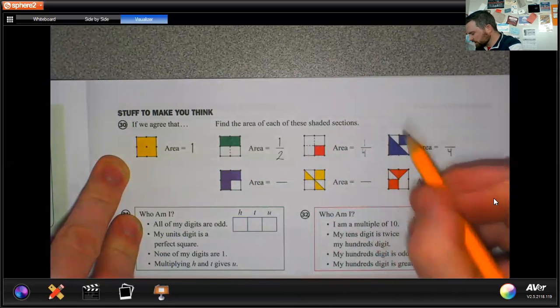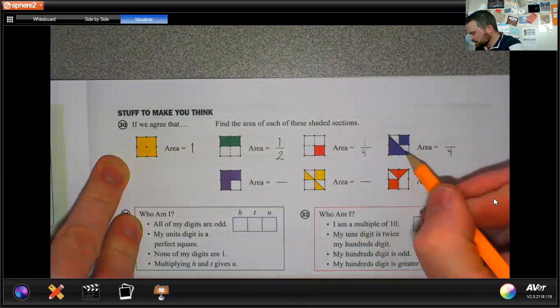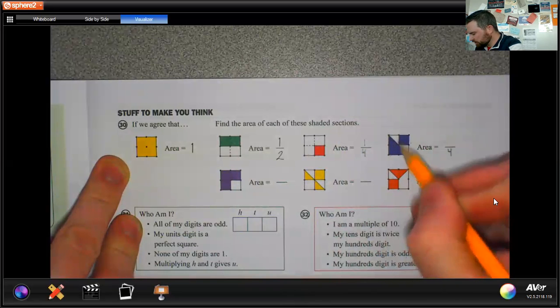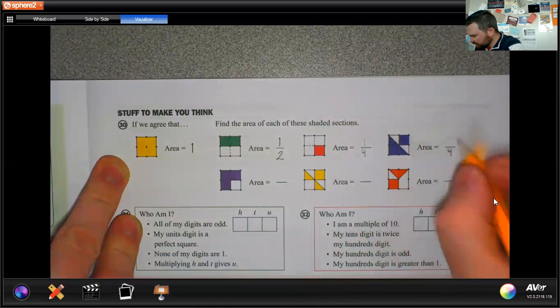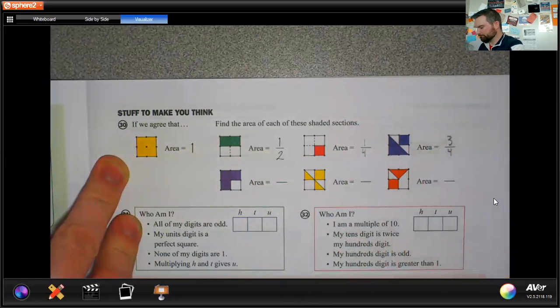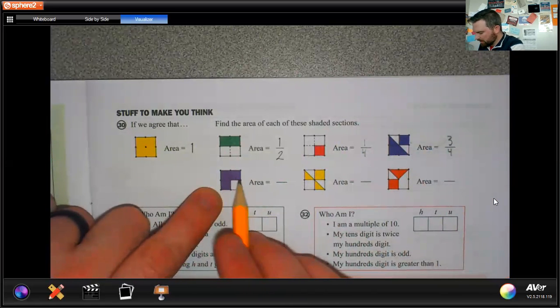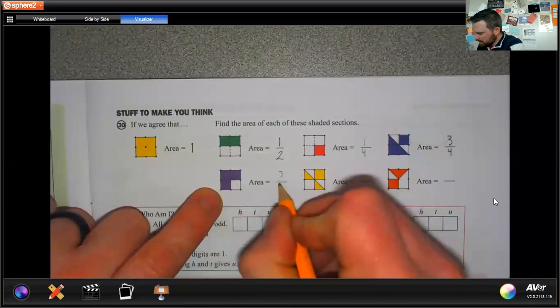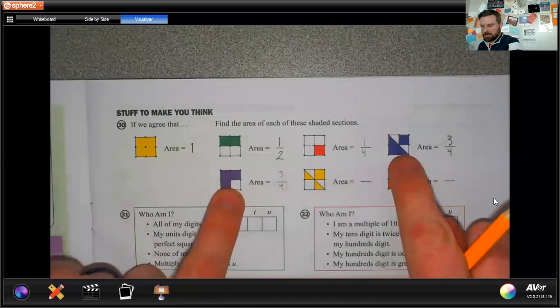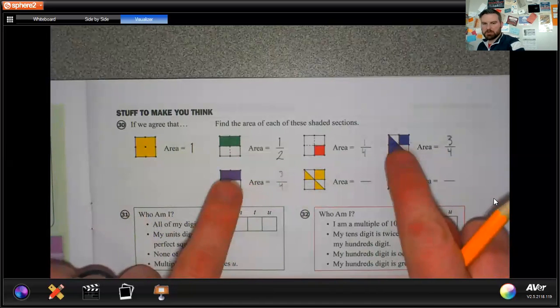Now, the tricky part are these triangles. If we imagine that if I take this triangle and put it up here, that'll make another square. So that would be 3 out of 4. Here I've got 1, 2, 3 out of the 4 again. These 2 are the exact same area, but shaded a bit different.